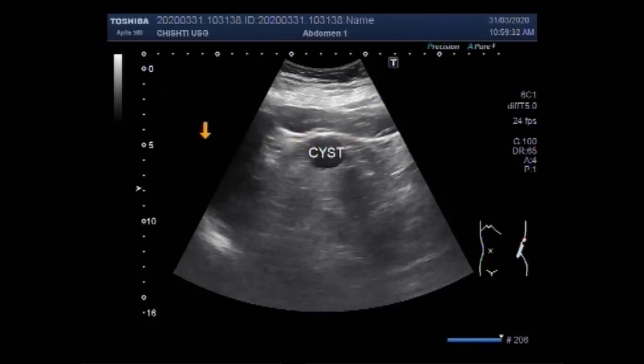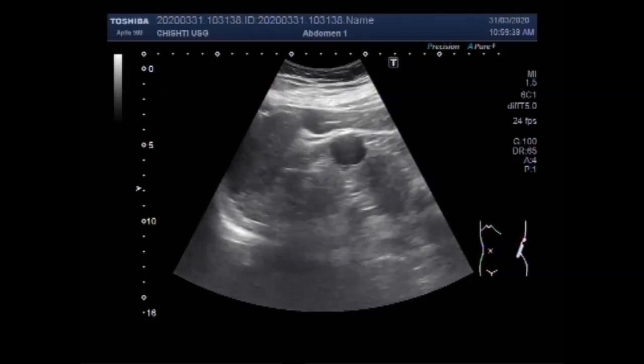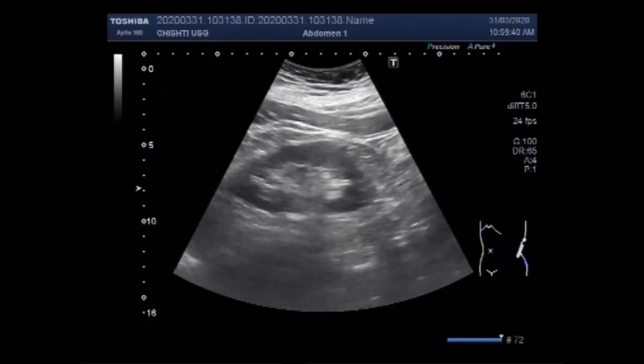You can see a small cyst in the kidney, left kidney, spleen. This is a simple cyst attached to the interior wall of the left kidney.